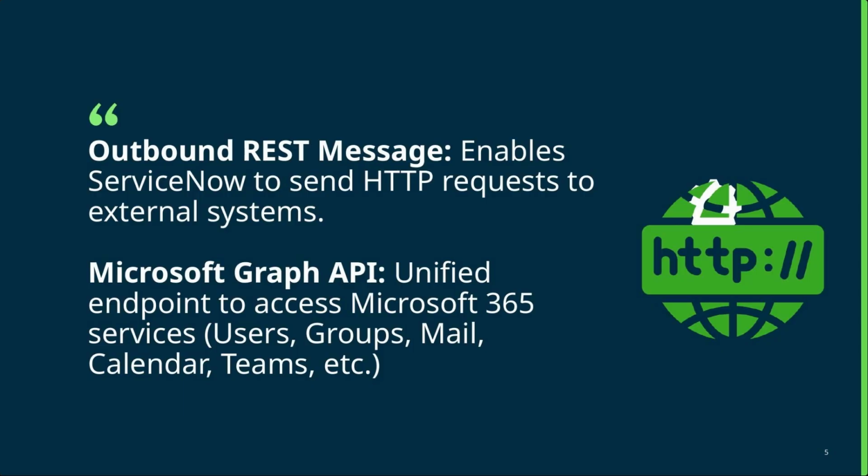The second thing is Microsoft Graph API. It is a unified endpoint to access all Microsoft 365 services, be it users, groups, mail, calendar, Teams, whatever it is. You can access all these products through the unified Graph API, with similar request and response structures, which is very streamlined and easy to understand and use. So that is what Microsoft Graph API is.